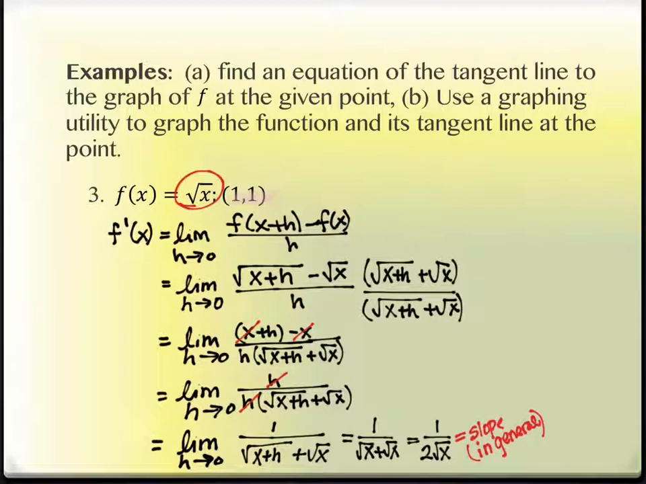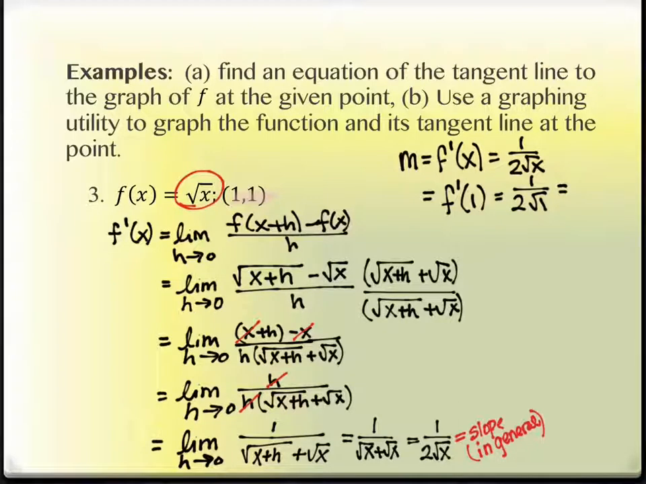So this is my slope equation. My slope, which is f prime of x, is 1 over 2 square root of x. And I want to do this at the x value of 1, because that's the value I was given. So what do I get when I plug 1 in here? I get 1/2.